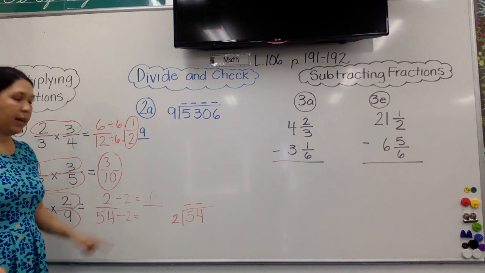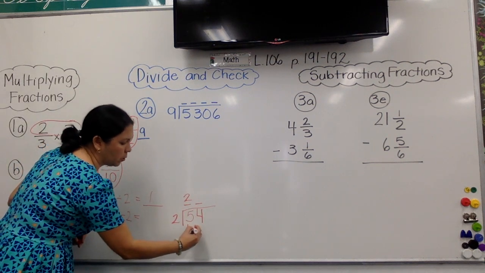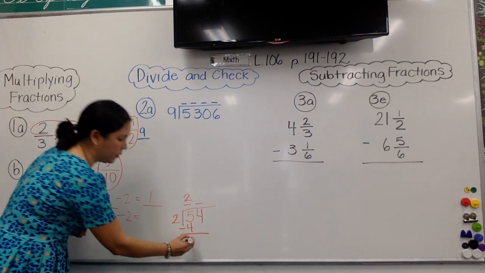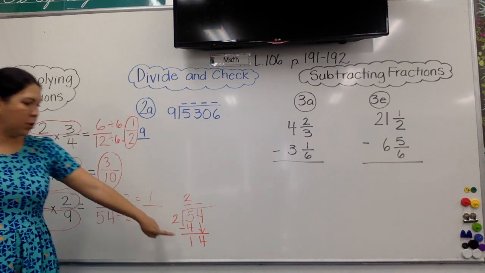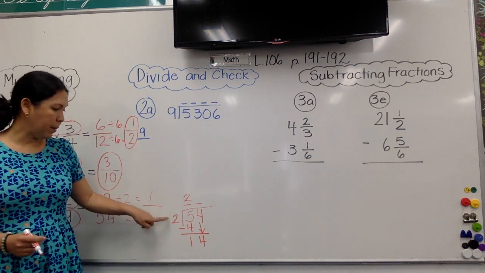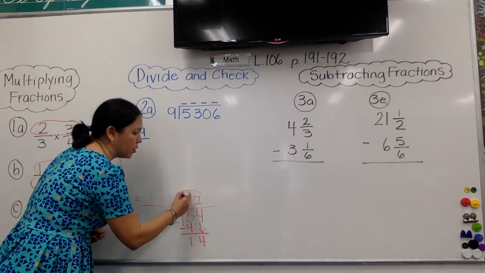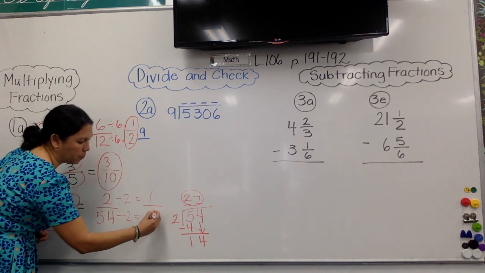Okay, let's see what we get. How many 2's can go into 5? 2. 2 times 2 is 4. Subtract. 5 take away 4 is 1. Bring down our 4. New number is 14. How many 2's can go into 14? 7, that's right. Okay, so 27 is half of 54.